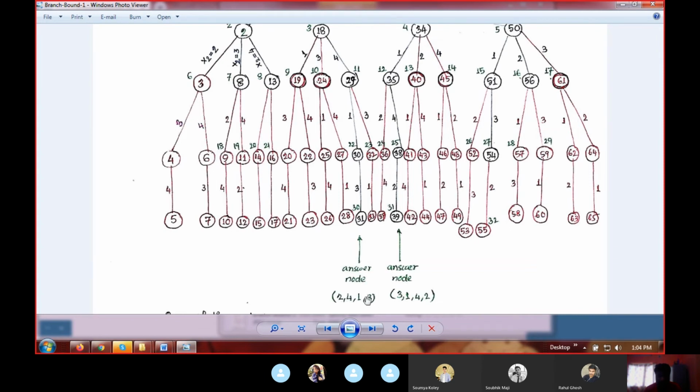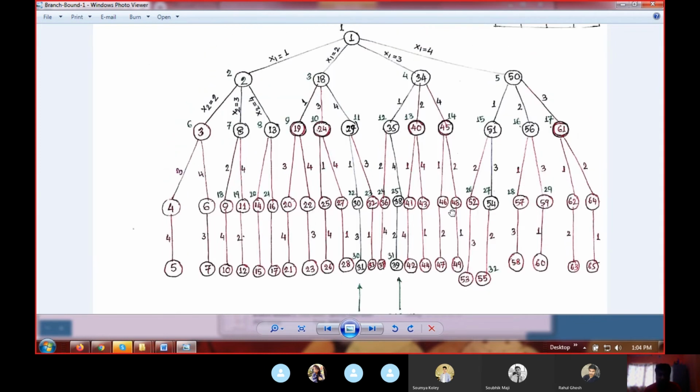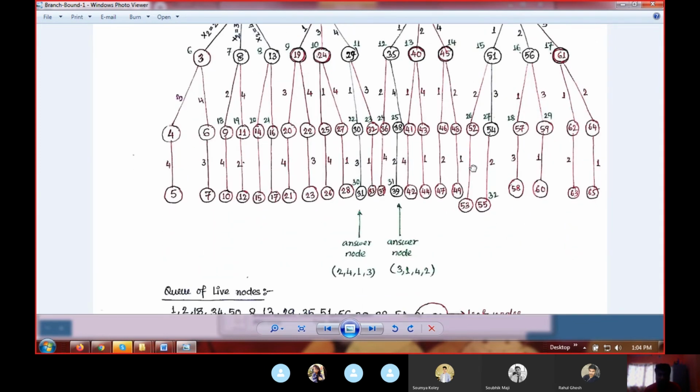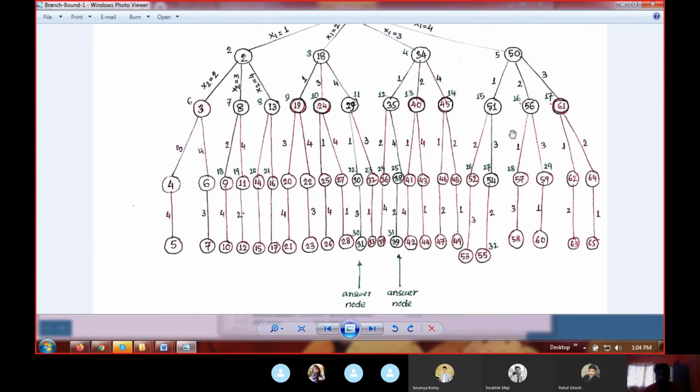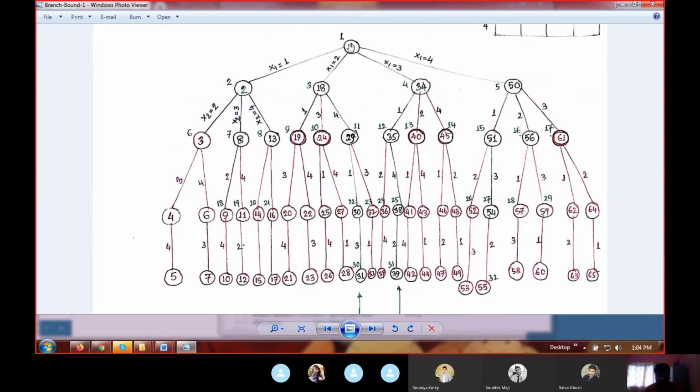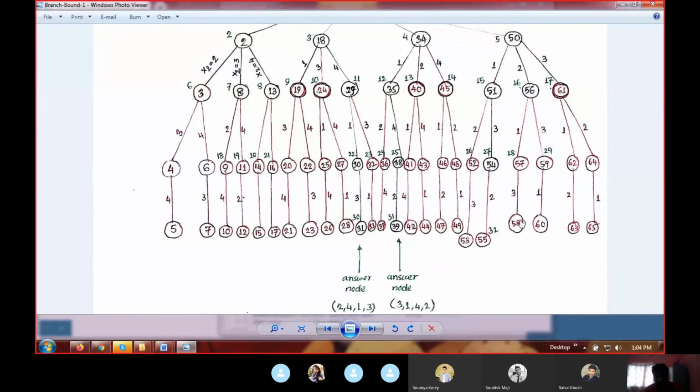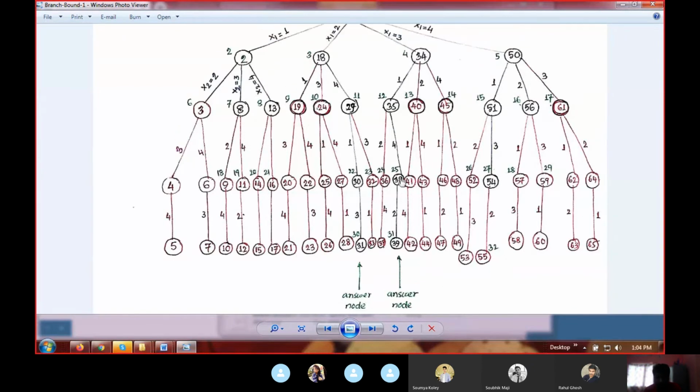We have found this solution, and another solution we can find. So from this observation we can understand only two solutions we can find to solve the 4 queens problem. There is no other path possible to traverse from root node to a leaf node. Okay, so see, 38 is black colored, 54 is black colored.